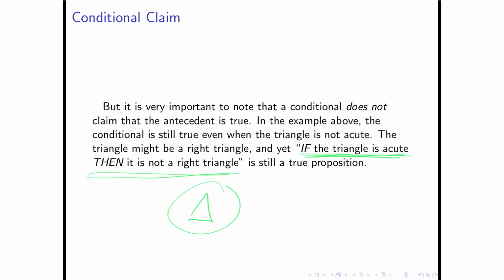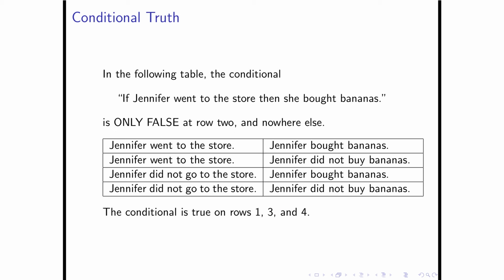If you give me a not acute triangle, like for instance this one with a right angle right here, because that makes it not acute, we are not right. Basically, in effect, the claim no longer is about this kind of a triangle, and yet it is still a true sentence. So be careful about that.